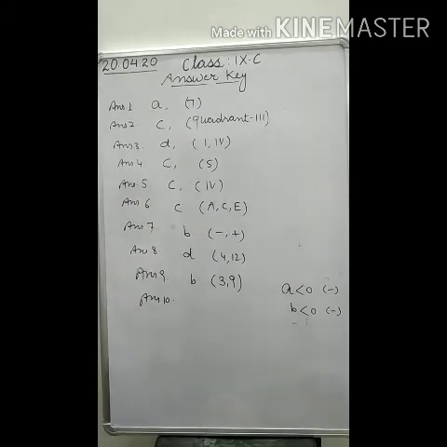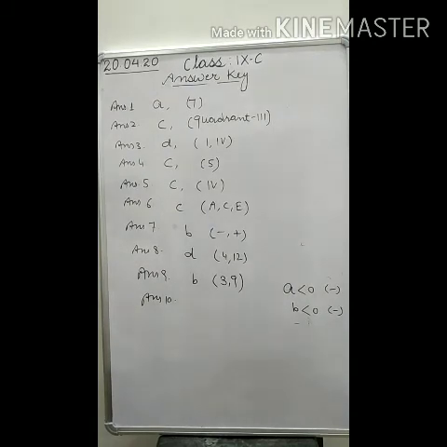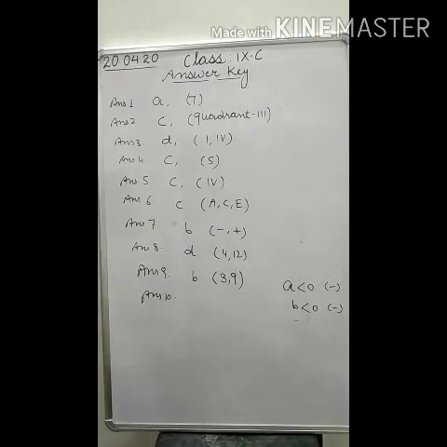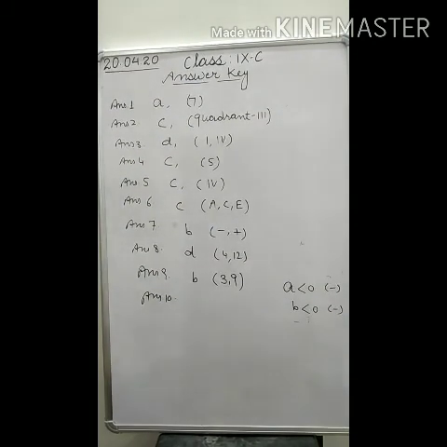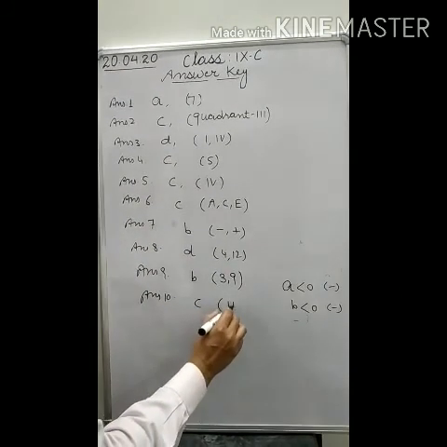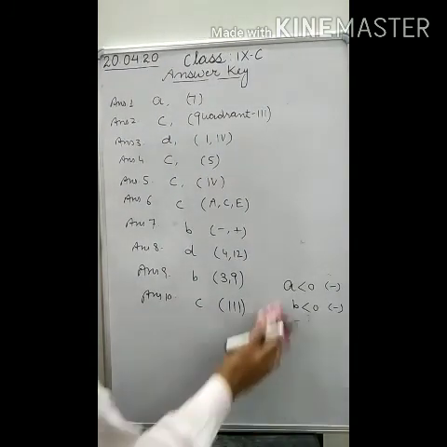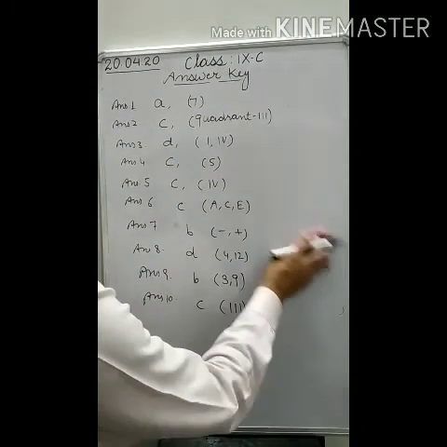And you know very well that if both coordinates are negative, means x coordinate and y coordinate, it means it will lie in the third quadrant. So your right option will be C, and here you will write the third quadrant. So these are the answers of the test.